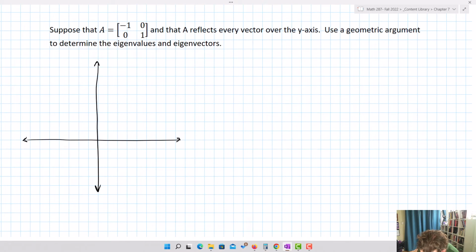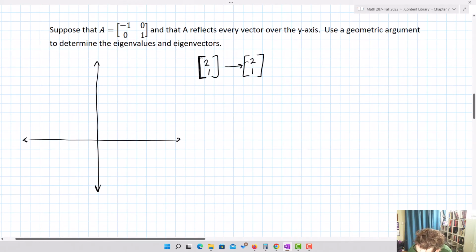So if you imagine what that means, say, for example, if we have 2, 1, that's going to go out to -2, 1. That's going to be that reflection over the y-axis. Excuse me, -2, 1. Sorry, that's what I meant.